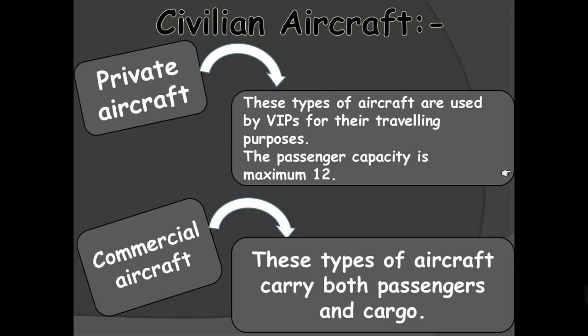So private aircraft, these types of aircraft are used by VIPs for their traveling purposes. So the passenger capacity is a maximum of 12. So the private aircraft, guys, are for the rich who can afford them, like Manny Pacquiao, Henry Sy, Lucio Tan, Ramon Ang, and those at the level of Donald Trump. And actually, Donald Trump has his own private aircraft, an Airbus.